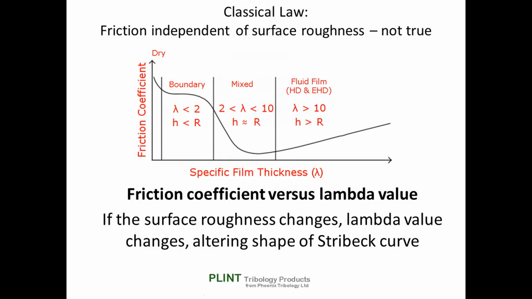Friction is not independent of surface roughness. Plotting the friction coefficient against the specific film thickness, in other words the ratio of film thickness to Ra, or more typically Rq, provides a useful alternative form of the Stribeck curve. If the surface roughness changes, the lambda value changes. This alters the shape of the Stribeck curve.